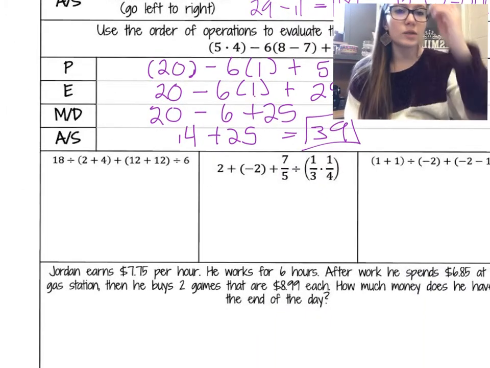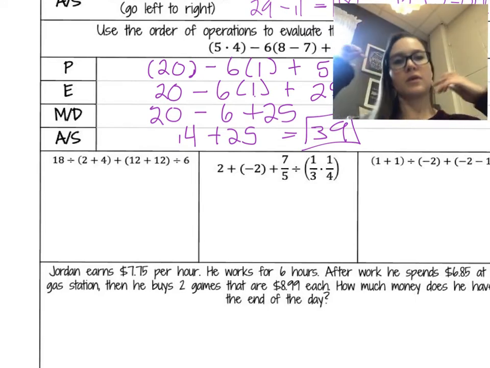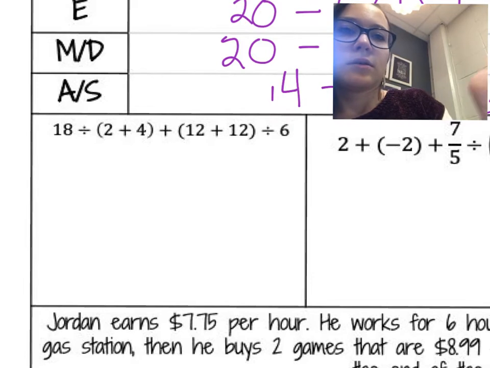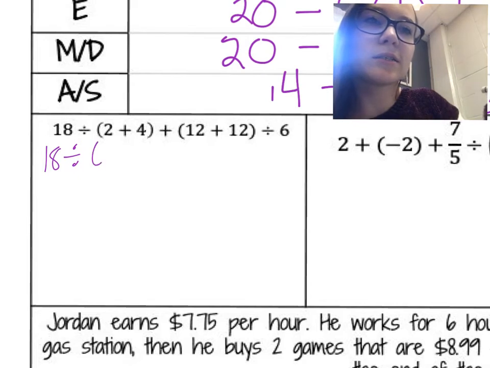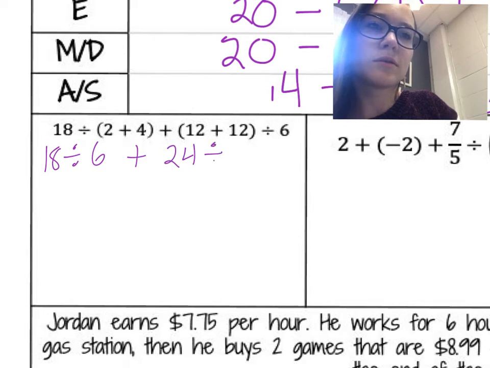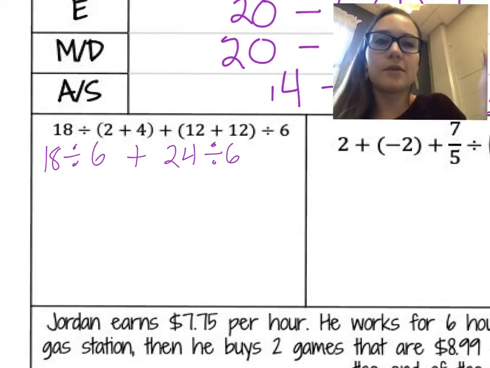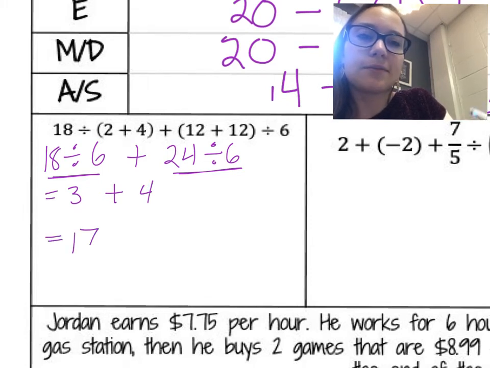Okay, let's do some together. Let me go down a little bit so I can write a little bit better. Okay, starting with our parentheses. So 18 is not parentheses. 2 plus 4 is 6. Plus 12 plus 12 is 24. Divided by 6. Okay, then I multiply or divide left to right. So here's a division. 18 divided by 6 is 3, plus 24 divided by 6 is 4. 3 plus 4 is 7.